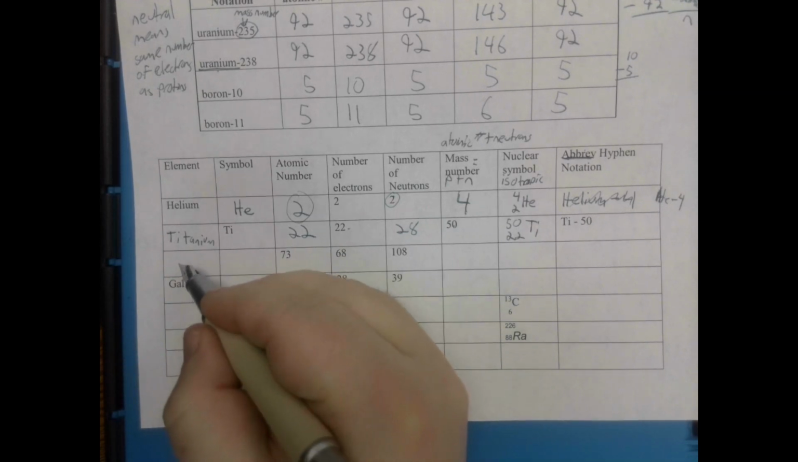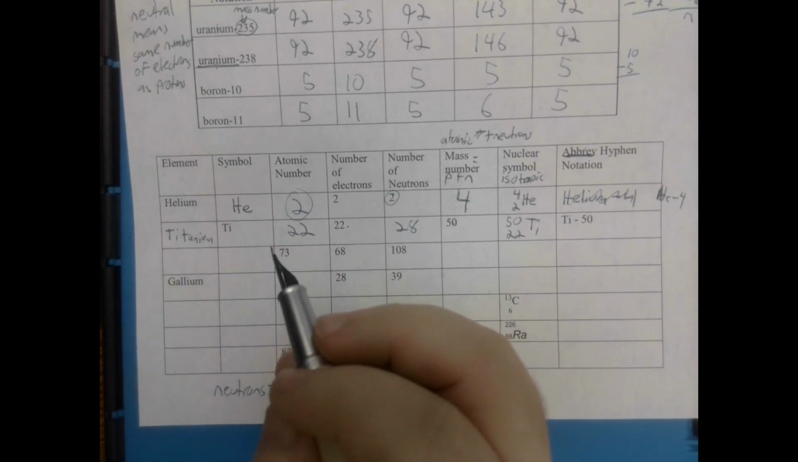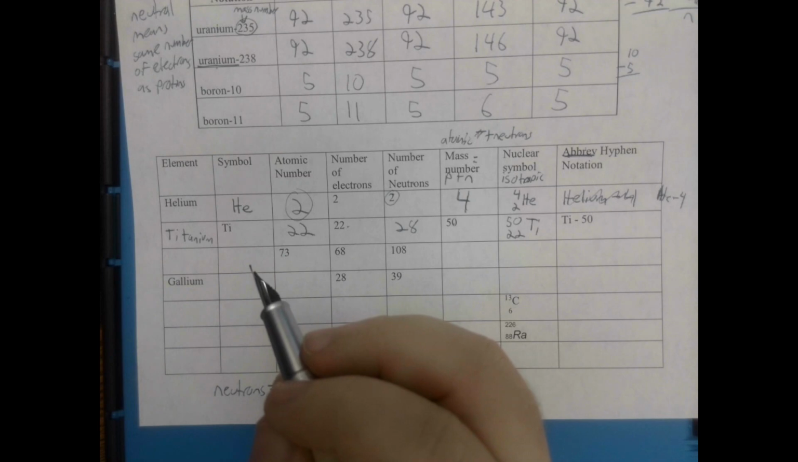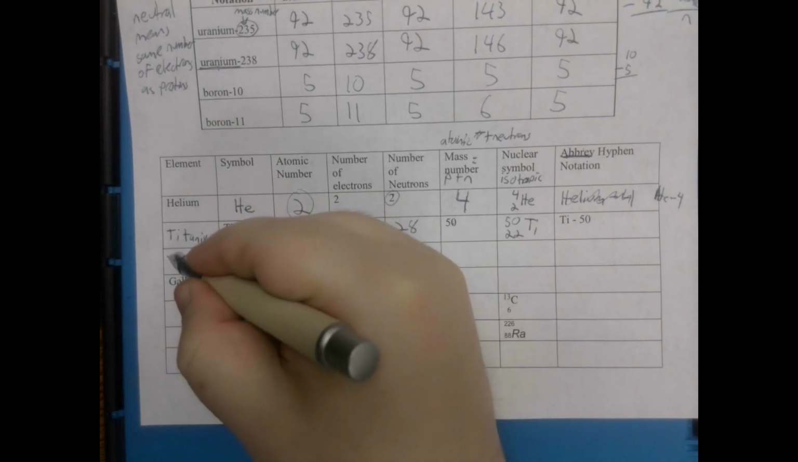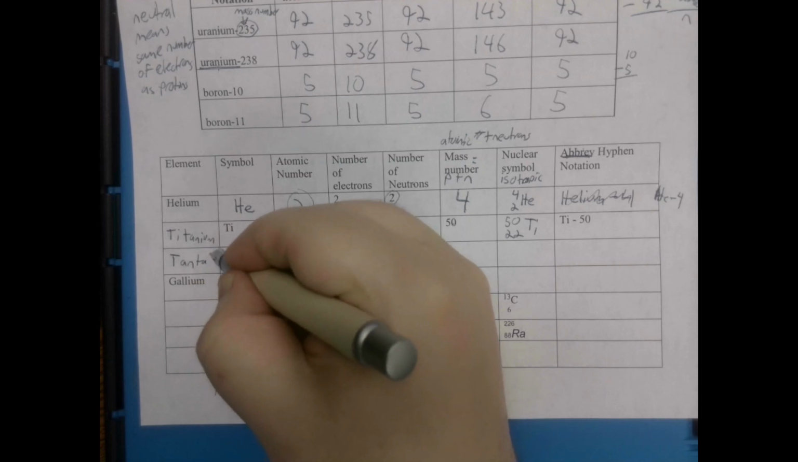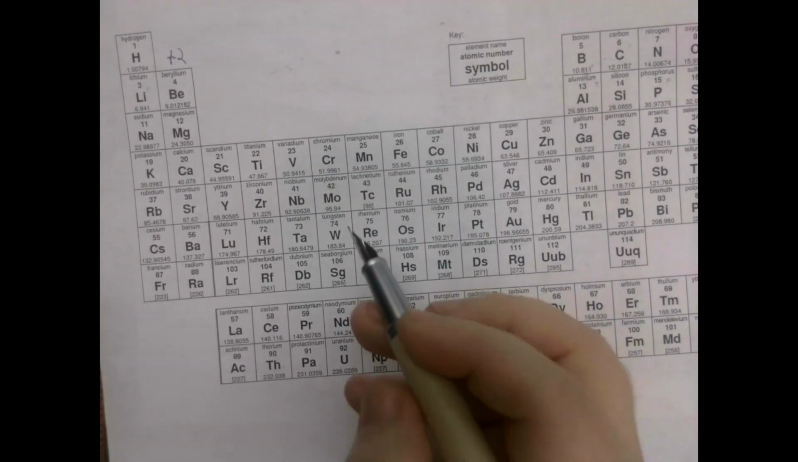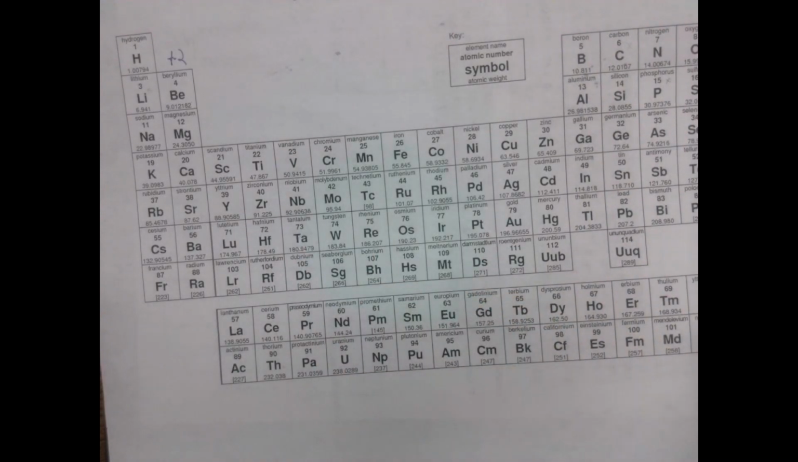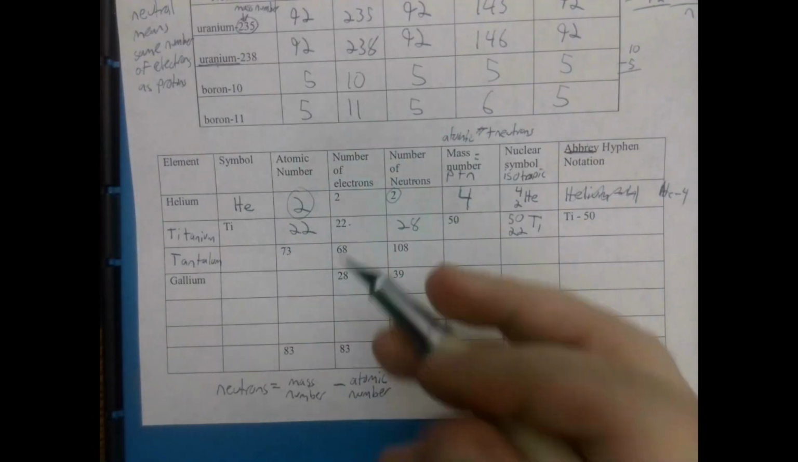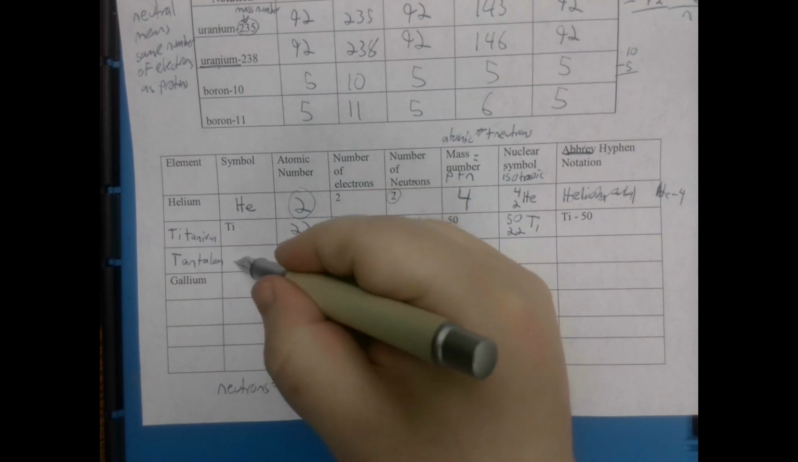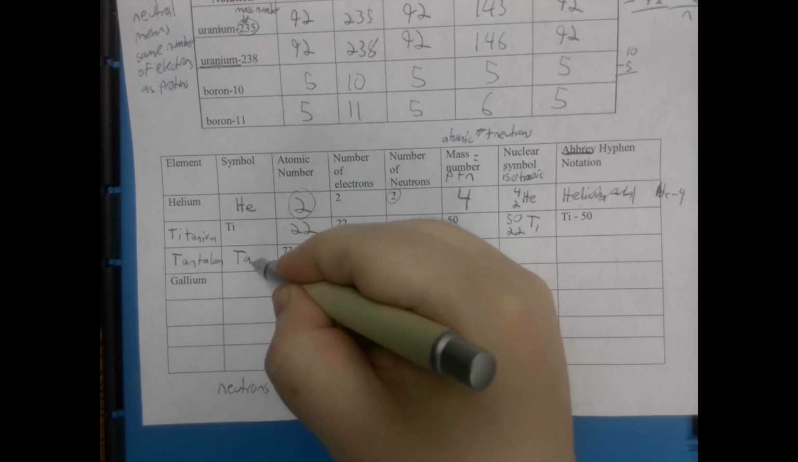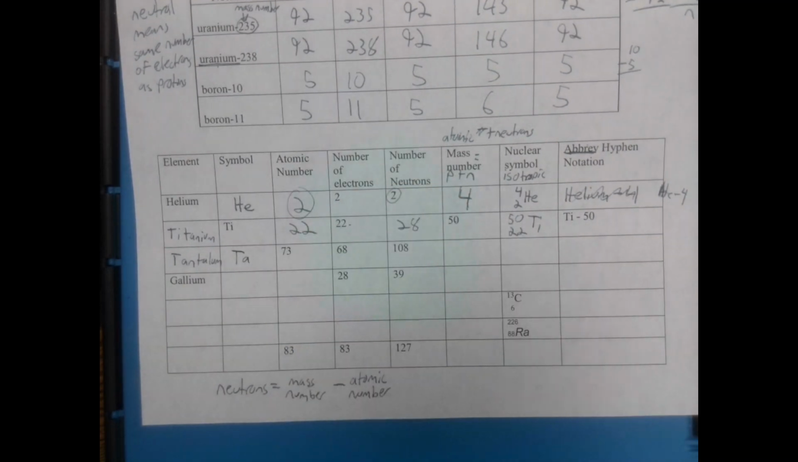What is the element that goes here? Tantalum. How do you figure that out? The atomic number. It gives you the atomic number, so you just look on the periodic table for 73. And what's its symbol? Ta. The mass number is 181.